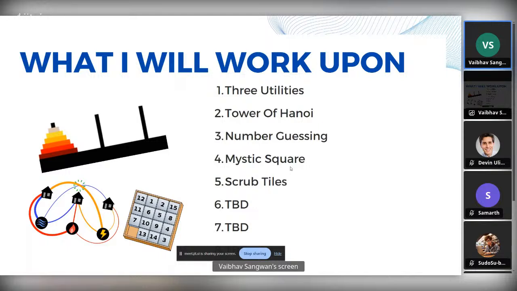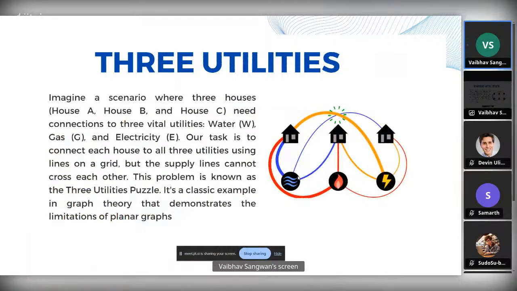First of all, we will have a look at each of these activities in the further slides. So I will be working upon Three Utilities, Tower of Hanoi, Number Guessing, Mystic Square, and Scrub Tiles. More of these activities are yet to be decided, which I will decide upon most probably in the upcoming week. And yeah, so first of all, what is Three Utilities?